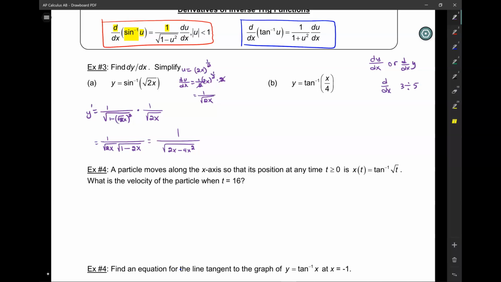It's 1 minus the square root of 2x squared. Okay. All right. Here, it's inverse tangent. All right, so let's go ahead and get started. The derivative is 1 over 1 plus u squared. So it's x over 4 squared times the derivative of x over 4, which is how much? 1/4.